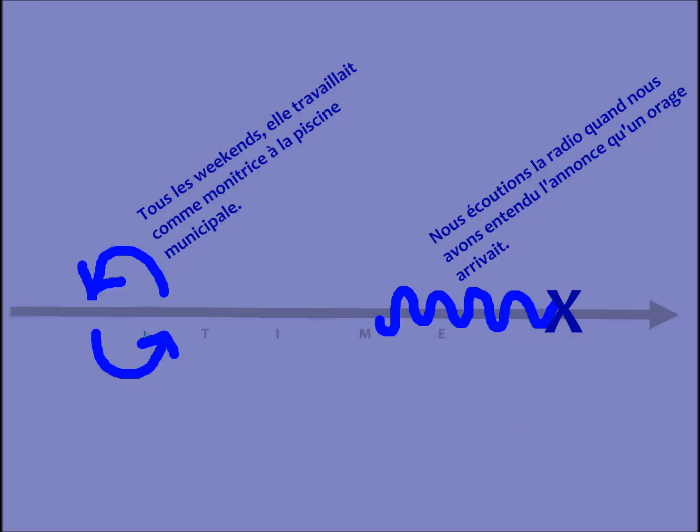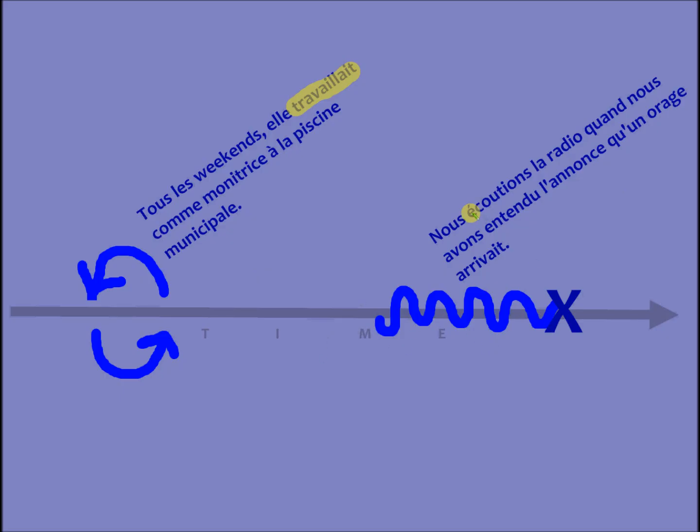when we're talking about a repetitive action, right, it'd be something that was cyclical in the past tense. For example, here, tous les week-ends, elle travaillait comme monitrice à la piscine municipale. This is something that she did over and over again in the past tense. Or we could have one that was a lasting action with an unknown duration of time.